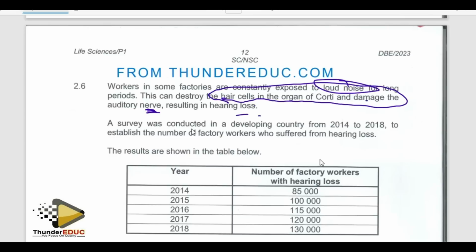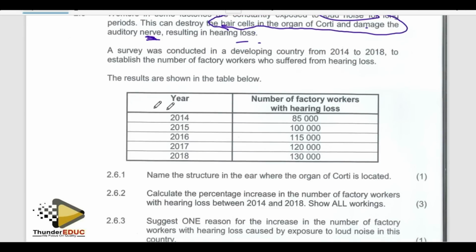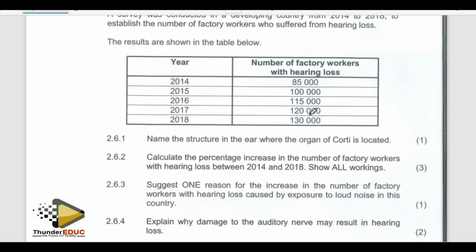A survey was conducted in the developing countries from 2014 to 2018 to establish the number of factory workers who suffer from this hearing loss. Results are shown in the table below. Question number 1. Name the structure where the organ of Corti is located. Cochlea. We call it cochlea.